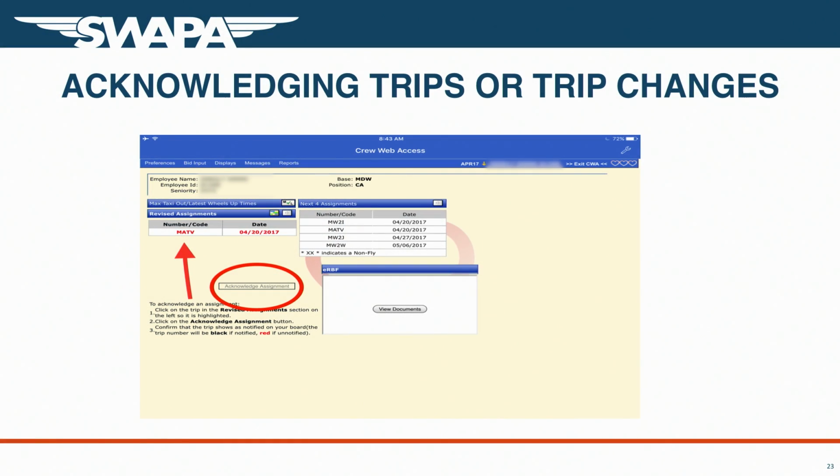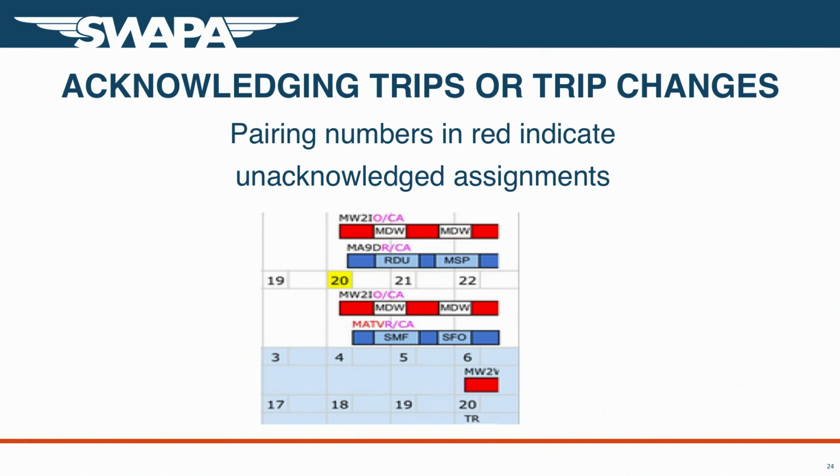When logging into CWA, if there are any new assignments or changes to your assignments, you will notice a trip shown in red under the Revised Assignments header. You may use the Acknowledge Assignment button, circled in red above, to indicate to scheduling that you are aware of the change. Note the CWA screenshot above. Note the pairing number shown in red. This indicates an assignment that has not yet been acknowledged.